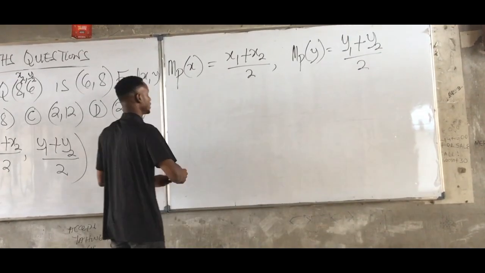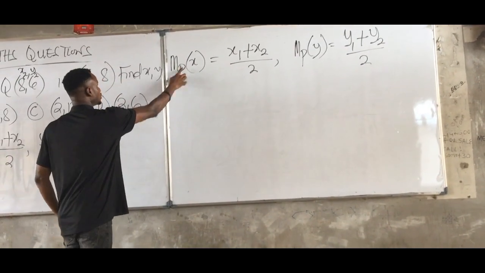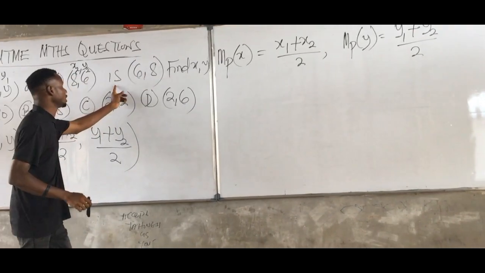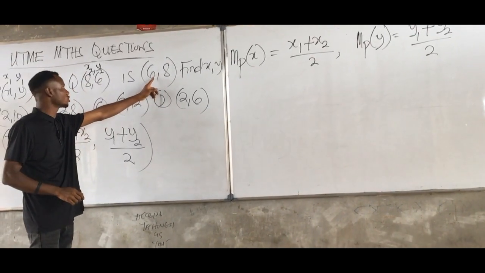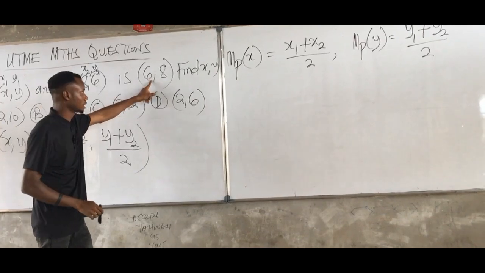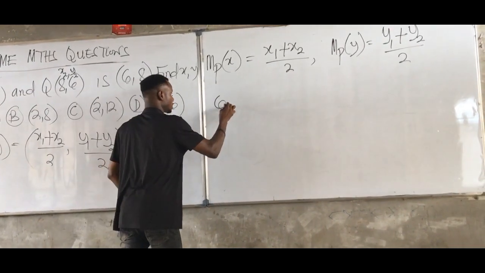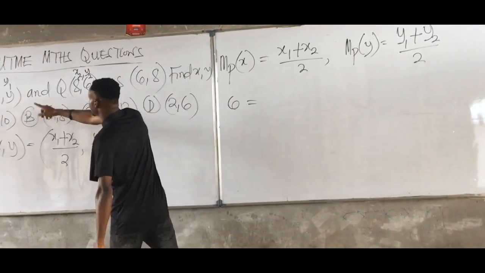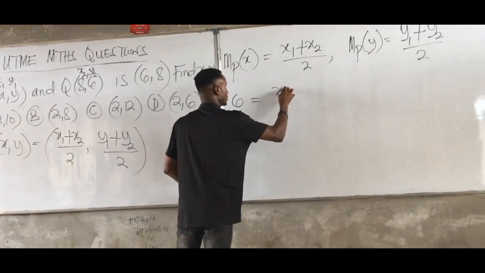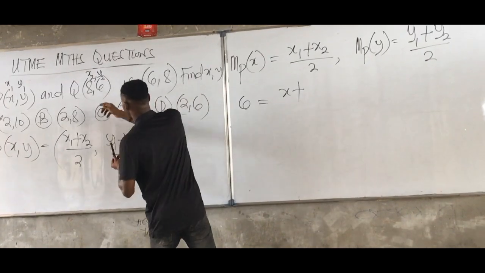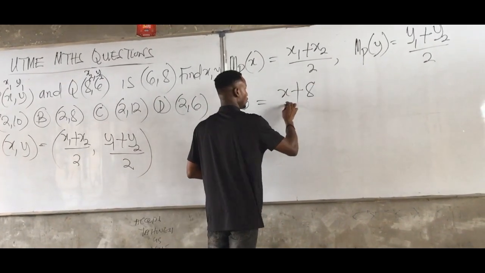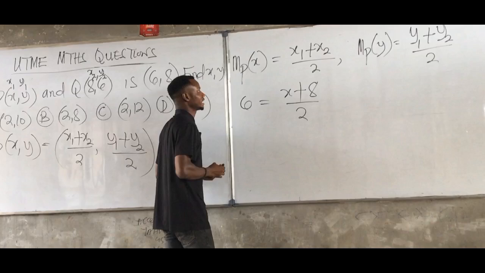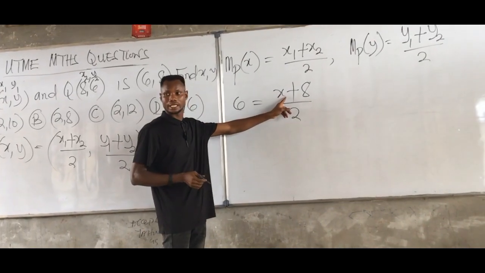So let's now replace this. The midpoint of x is given to us as 6. So this will be 6 equals, what is our x1, please, class? x, plus, what's our x2, please? 8, over 2. So our intention here is to make x the subject.